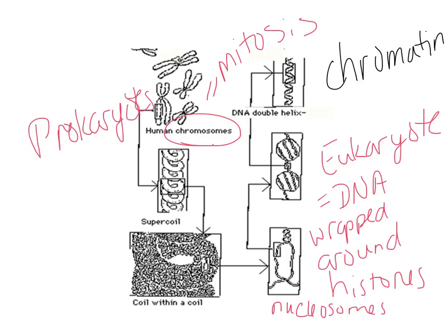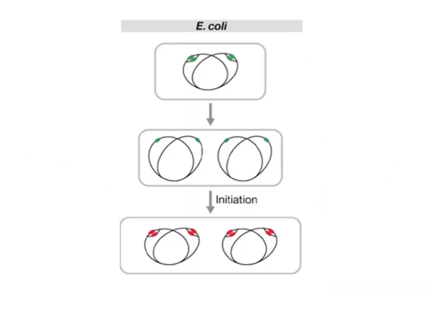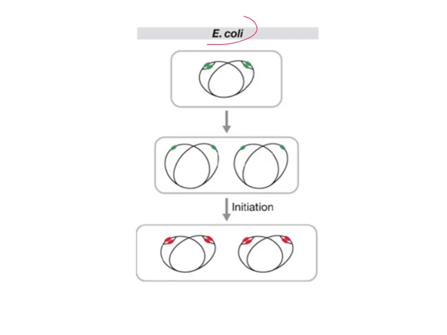Prokaryotes, on the other hand, don't have linear DNA. Prokaryotes have circular DNA, and so they won't wrap around histones, and it won't form the nucleosomes, because again, they have circular DNA as opposed to this very long linear DNA. So when prokaryotic DNA, for example like this E. coli here, needs to replicate, the chromosome will attach to the plasma membrane at what's called the origin of replication.